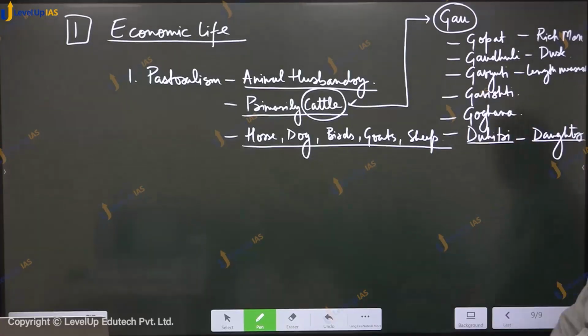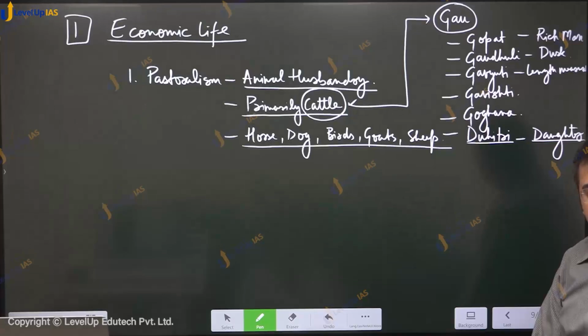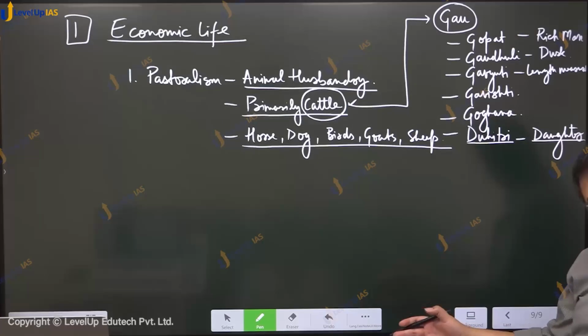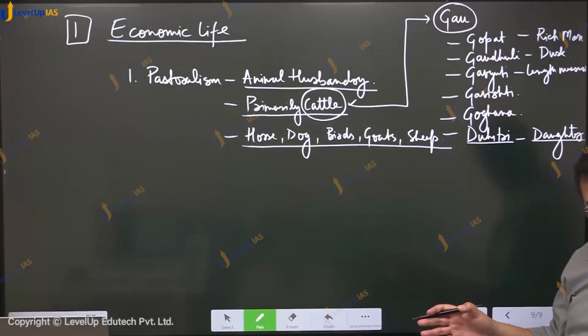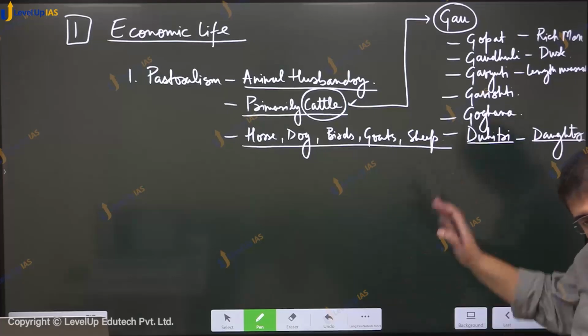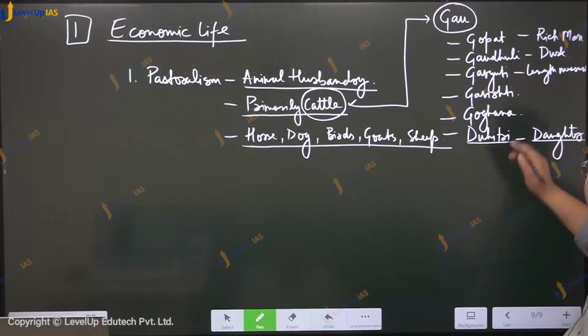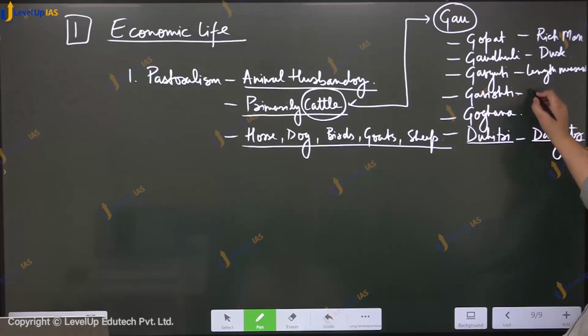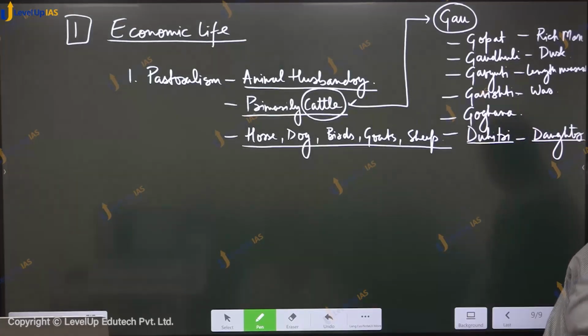Gavyuti was a unit of measuring length, right? और measuring distance. So कैसे measure करते थे? The length of an ordinary cow from nose to tail, जितना वो होगा उसके हिसाब से लेंथ को मेजर करते थे. अभी मीटर्स, फीट, इंचेस, सेंटीमीटर्स ये सब यूज होता है. उस समय गव्युति यूज होता था. गविष्टि was the word used for war. War for what? For cows.